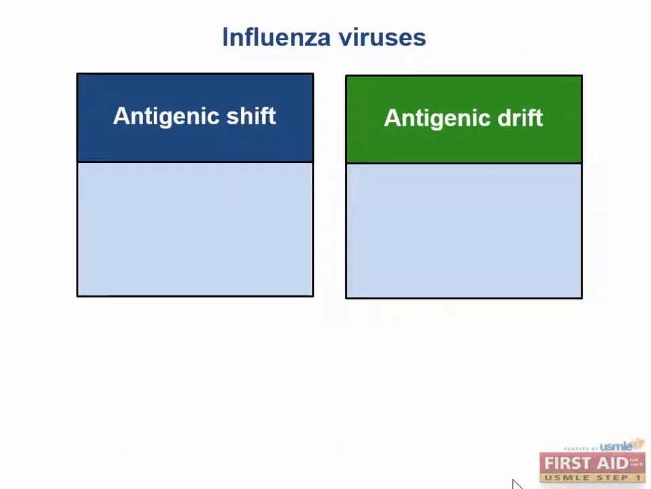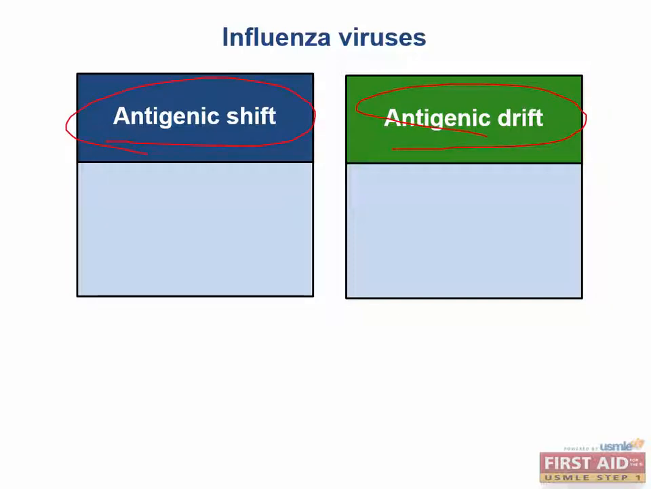The influenza virus has some interesting and high-yield genetics associated with it. The influenza virus is unique and dangerous because it has the ability to mutate regularly. There are 2 mechanisms by which the virus can change its genetic makeup: antigenic drift and antigenic shift.